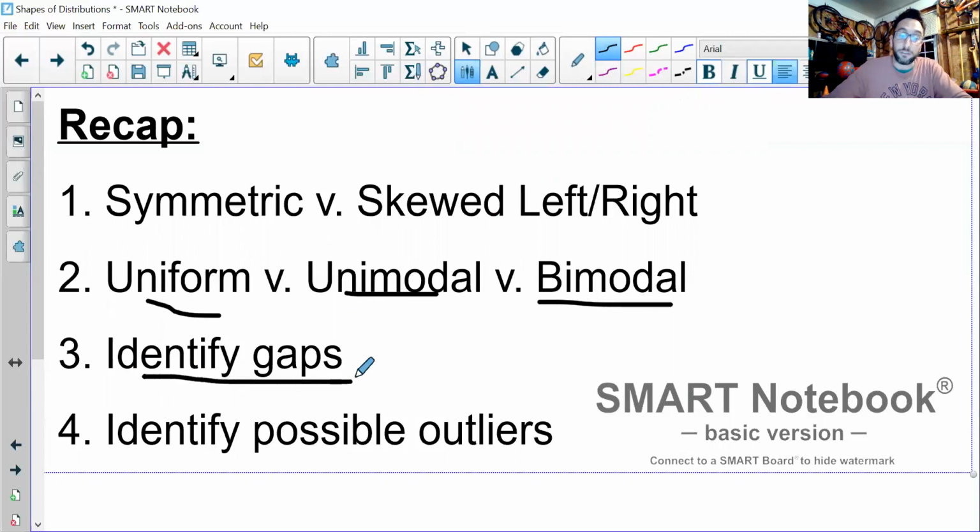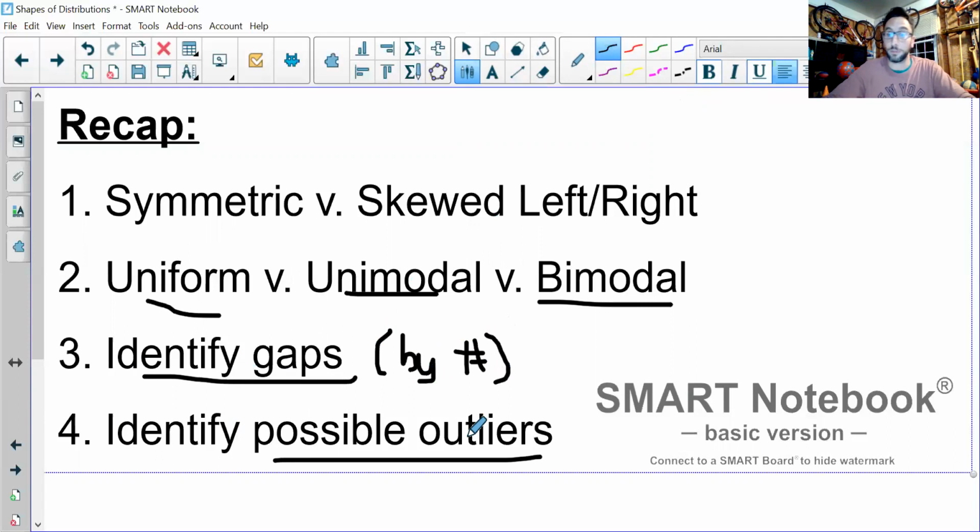We want to be able to identify gaps in a data set, and I'm going to say by number, right? So we don't want to just say there's a gap in the middle. I've said that a couple times, but we'd rather say there's a gap from 24 to 40% in the sugar contents. And then we want to identify possible outliers. There's a possible high outlier, possible low outlier, and maybe how many there are. So we'll see all these things come up in practice as we continue to create graphs and now add this element of describing their shape.